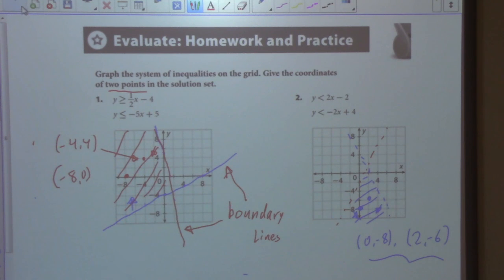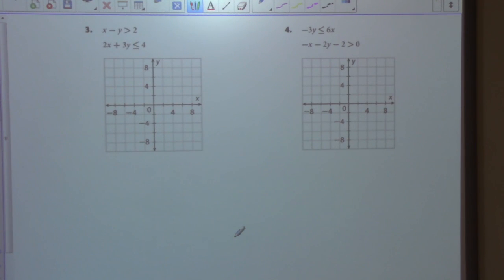For the next one, actually the next 2, we have a little bit different situation, don't we? What's different about problems 3 and 4? You have to solve the equation first. Solve for y, right? Solve for y might be helpful in these.